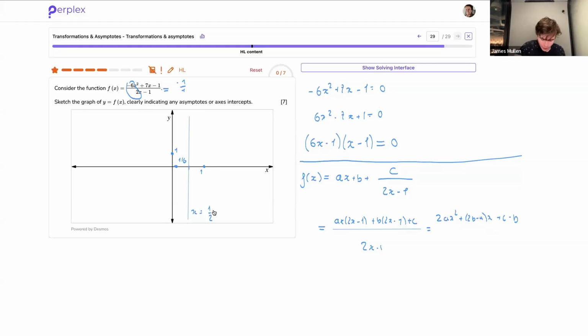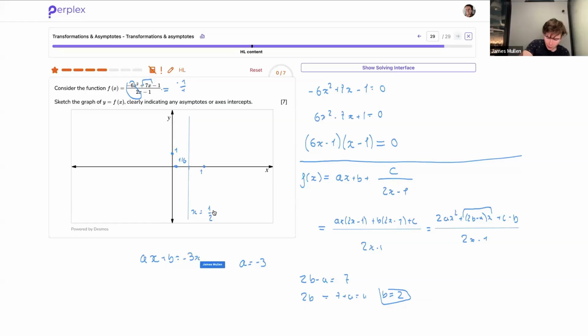Now, that is still being divided by 2x minus 1. And you do indeed see that this 2a has to correspond with the minus 6. And so a must be equal to minus 3. And then if I compare the coefficients of the x's, I have 2b minus a is equal to 7. And 2b is therefore equal to 7 plus a, which is equal to 4. And so b is equal to 2. Right? B is equal to 2. So my oblique asymptote ax plus b is equal to negative 3x plus 2.